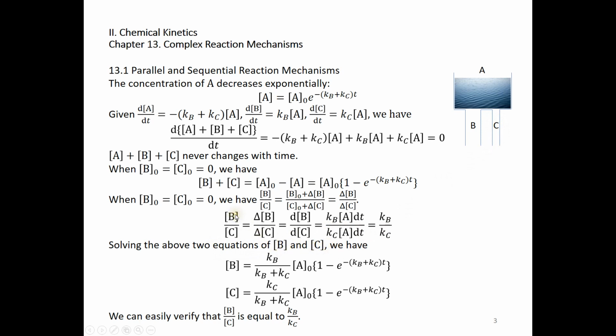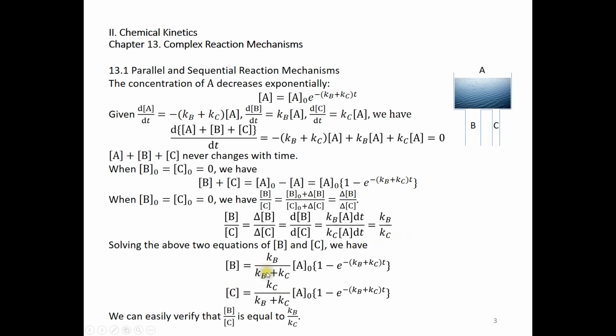One equation is this: B over C is kB over kC. The other equation is this: B plus C is A naught times 1 minus this exponential function of negative k effective t, where k effective is kB plus kC. So assuming B and C are two variables and we have two equations, we'll just solve those two equations, we get B and C. They look very complicated.